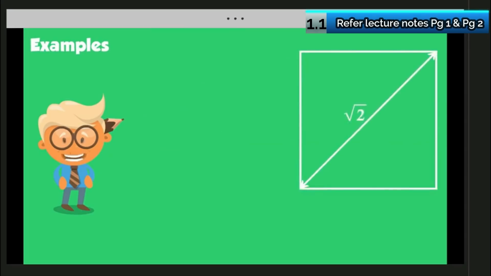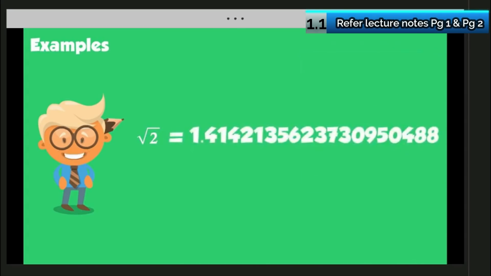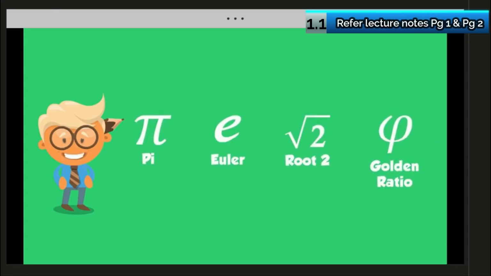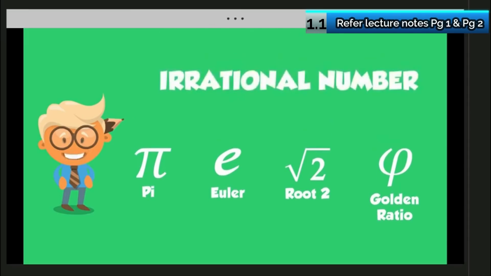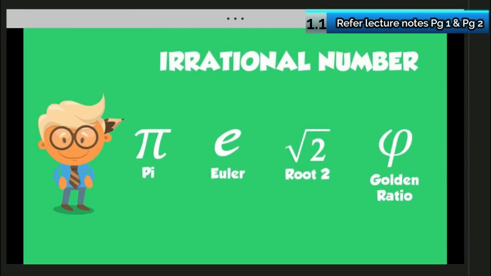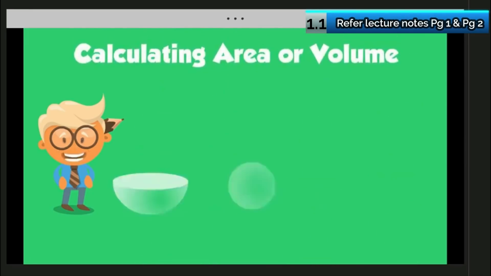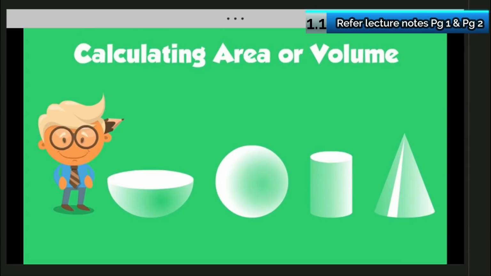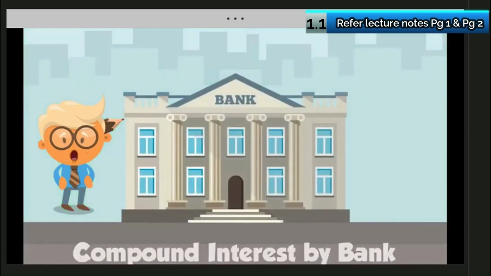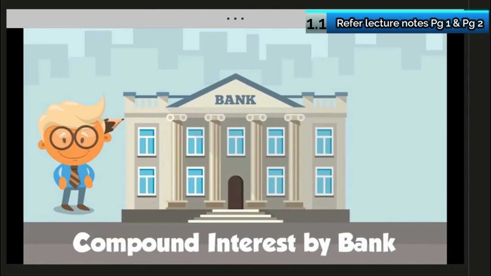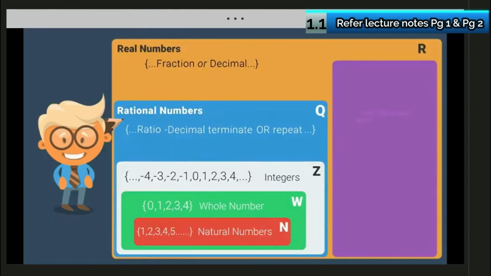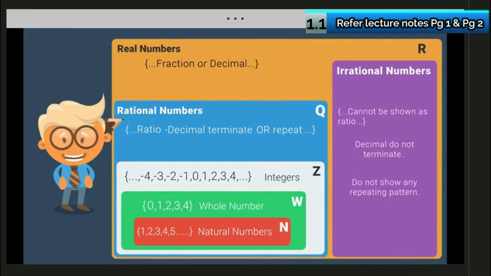Another example of an irrational number is square root of 2, which is the length of the diagonal of a square of size 1 unit. But this number also does not terminate, nor do its decimals repeat a certain pattern. Numbers like these are irrational numbers, which have many applications in the real world, by the way. Examples are calculating area or volume of shapes that involve circles, encryption algorithms, compound interest on loans by banks, etc. So numbers that cannot be represented as a ratio of integers and where decimals do not terminate nor show any repeating pattern are called irrational numbers.